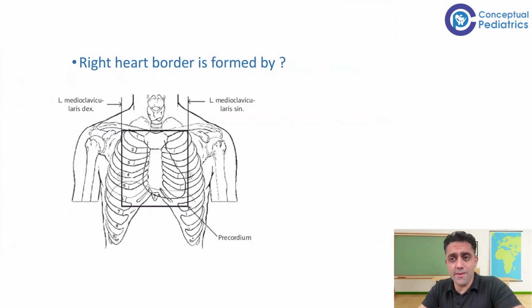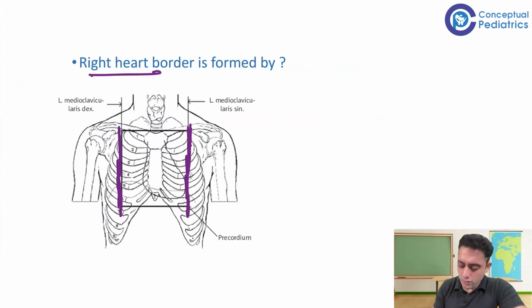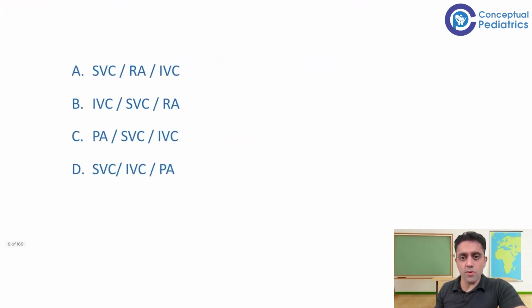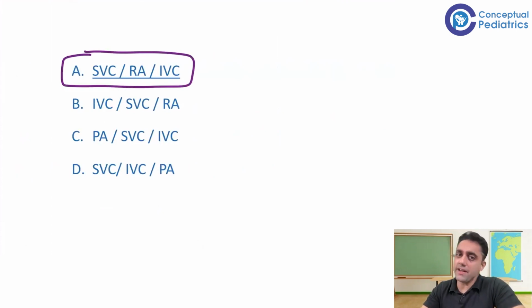Also, one very basic question: if I ask you, the right heart border is formed by what, and the left heart border is formed by what? Very simple, very easy. On the right side, we all know that we have the superior vena cava, down we have the inferior vena cava, and above we have the right atrium. Just imagine the superior vena cava enters the right atrium, and down we have the inferior vena cava. So please remember, the right heart border is formed by the superior vena cava, right atrium, and inferior vena cava.